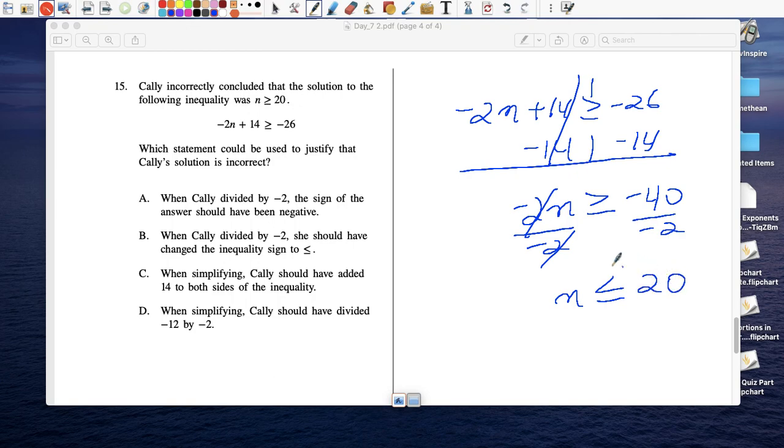So this is the actual answer, and this is what she got. So what is it that she forgot to do? Well, it looks like the one I just read. When Calvin divided by negative 2, which is what we did over here, on both sides, she should have changed the inequality sign to less than or equal. Did she? No, she kept it as greater than or equal to. So, final answer, B. All right. Wow, that was really simple.